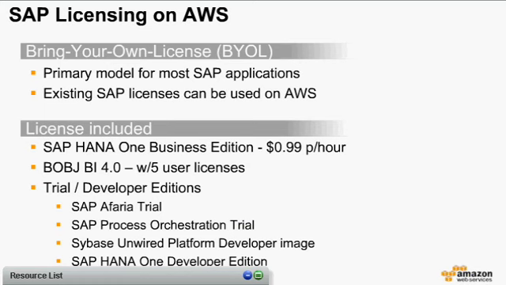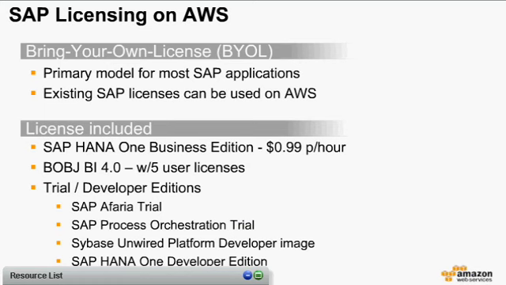We have another offering around Business Objects 4.0 with a 5-user and actually multiple user licenses and support offering. One of our partners has put that together, the licensing terms with SAP. So that's also an option if you're interested in deploying Business Objects on AWS.